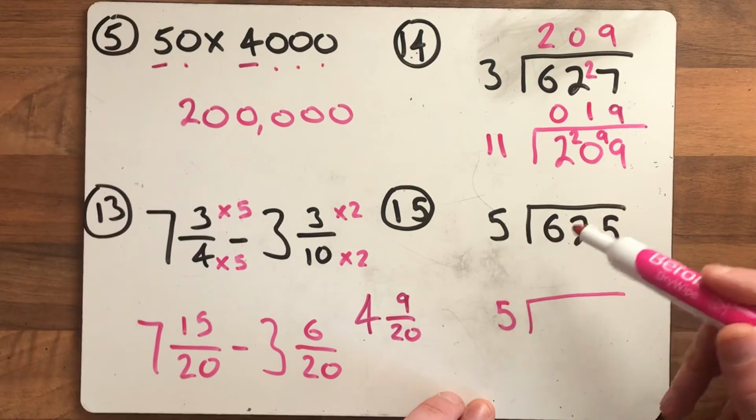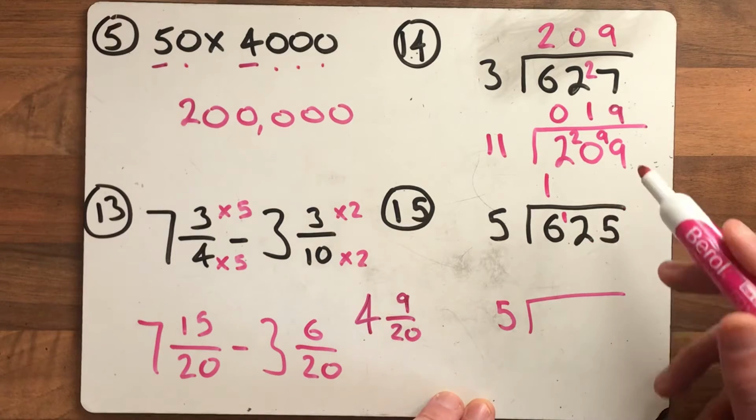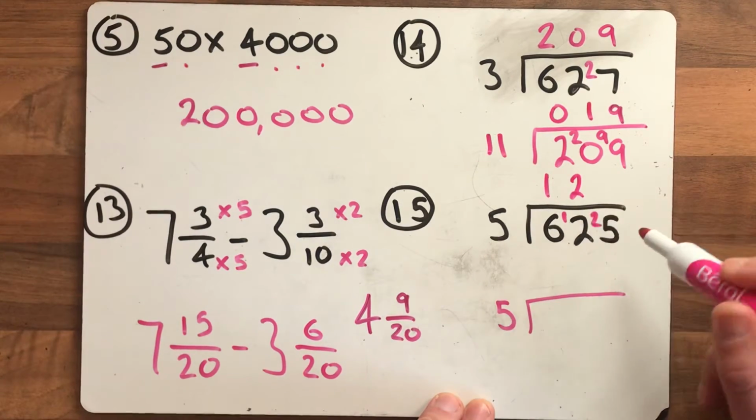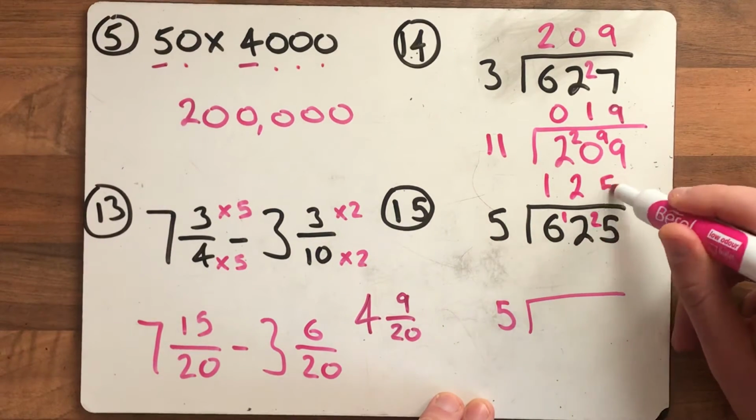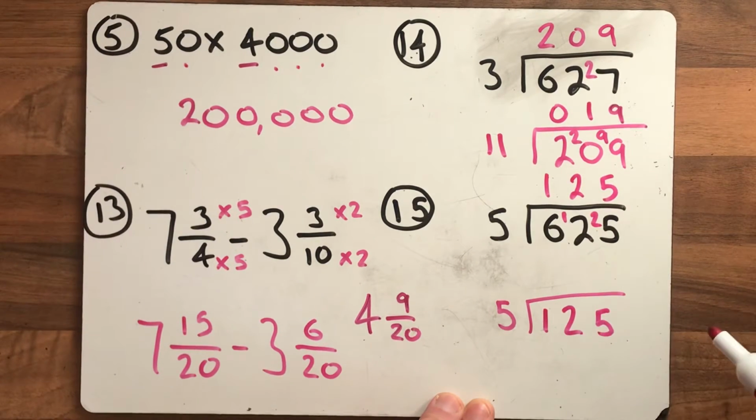How many times does 5 go into 6? Once, 1 left. How many times does 5 go into 12? Twice, with 2 left. How many times does 5 go into 25? 5 times. And then we divide 125 by the other factor, 5.